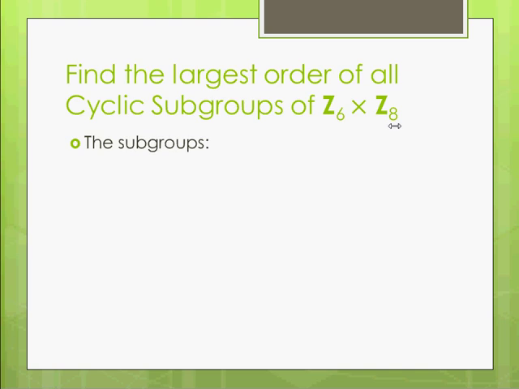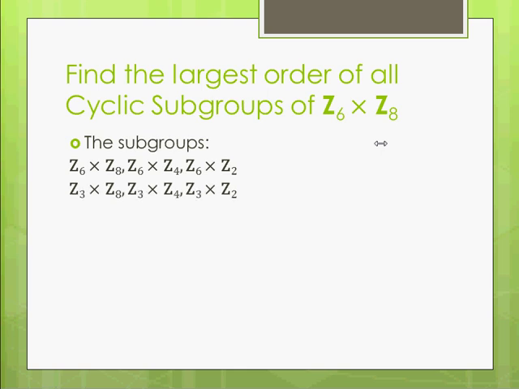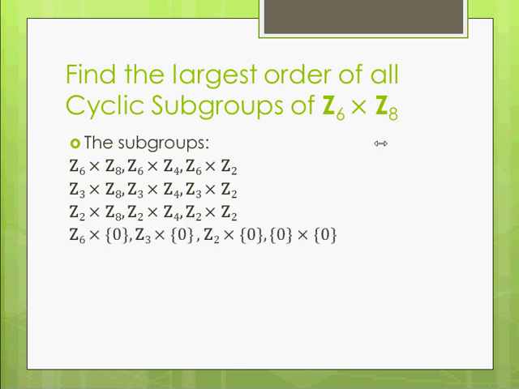And Z8 has Z8, Z4, Z2, and the set with 0 in it. So basically, we're just going to rearrange all the ways you can write those subgroups. And it turns out there are 16 of them, because we have 4 subgroups of Z6 and 4 subgroups of Z8. 4 times 4, that's 16.